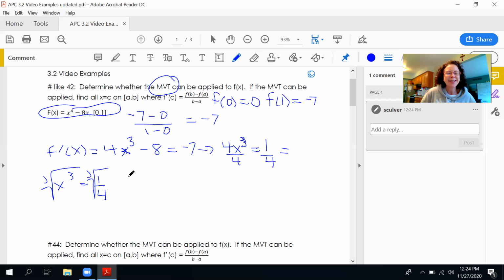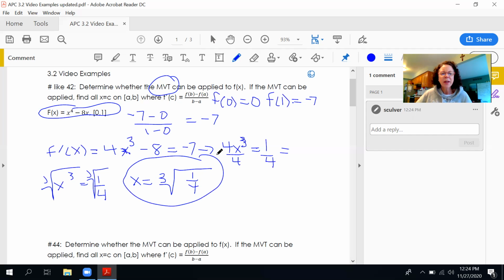It doesn't look much like it. So x equals, see if I can do better. Oh, there we go. The cube root of 1/4. Notice that that would be a positive answer. And so it is in between 0 and 1. Let's try the next problem.